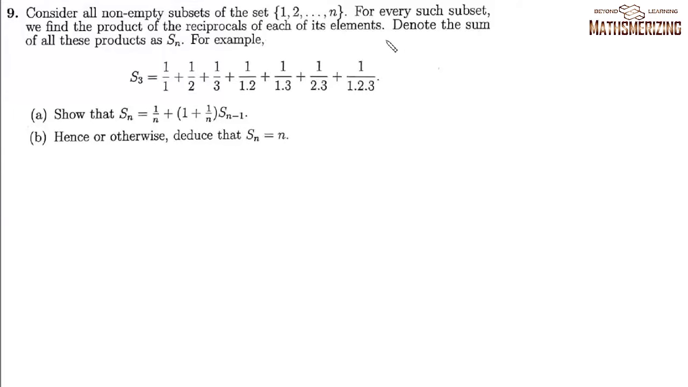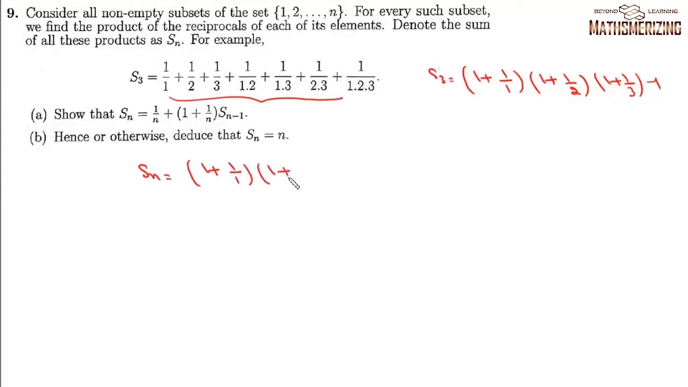Now we can write this S3 as (1 plus 1 upon 1) (1 plus 1 upon 2) (1 plus 1 upon 3), and then minus 1. Now this product has all these elements. So we can find the sum of all these products S_n as (1 plus 1 upon 1) into (1 plus 1 by 2) (1 plus 1 by 3) up to (1 plus 1 by n), minus 1.